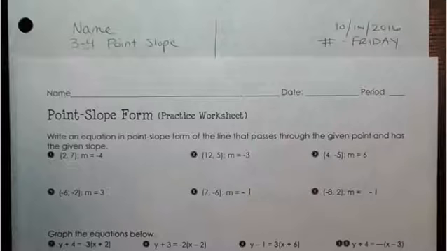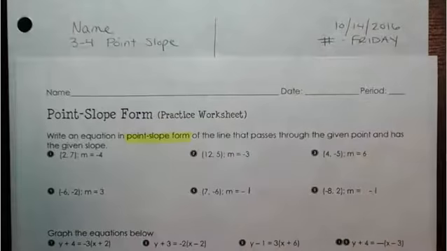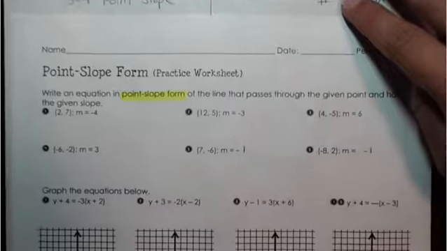I expect you to use your notes as you're working through this. So please get your highlighter out as well, because I want to make sure that you highlight the directions so you know what the answer should look like. So 1 through 6 says write an equation in point slope form of the line that passes through the given point and has a given slope. So your answer should be in point slope form. We're going to do an example of that in a second.